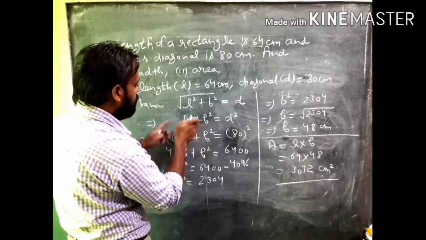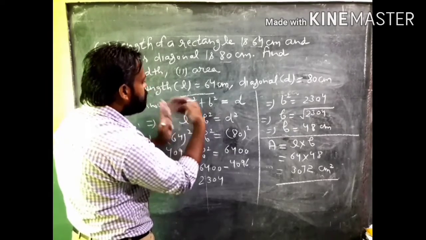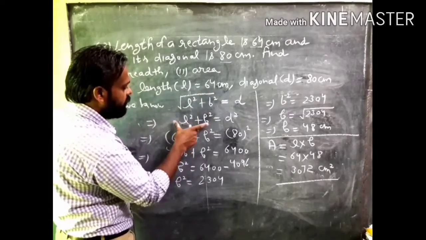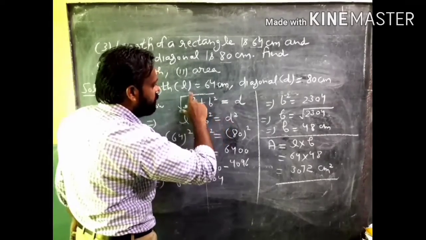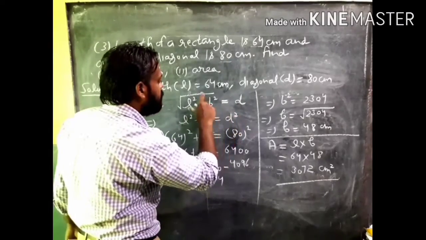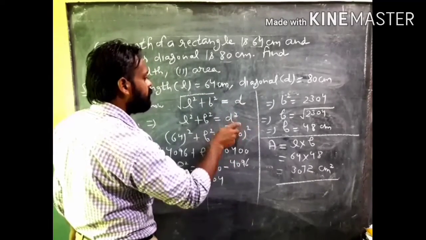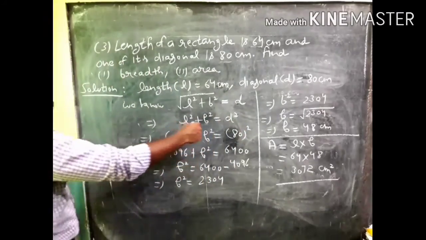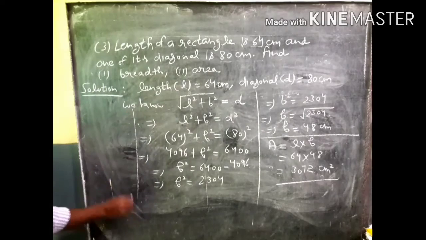So see this one carefully. When we are removing this square root sign, we have to take it to the other side, and when we take it to the other side, this square root will simply become a square. That is why I have written here L square plus B square is equal to D square. I hope this is clear to you.